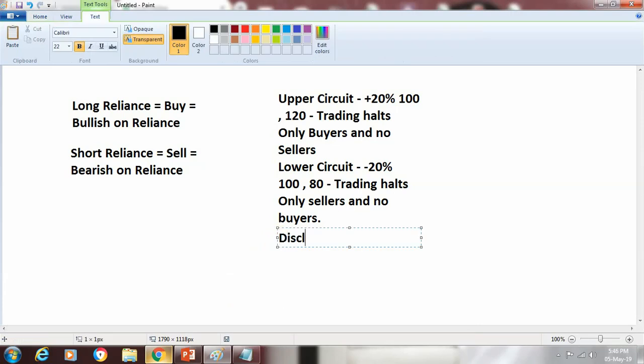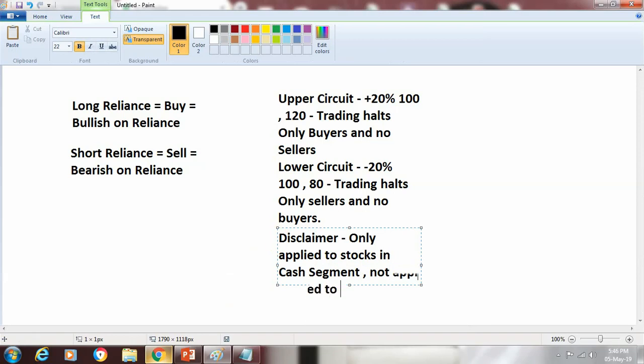So I would like to put a disclaimer on what we just understood on circuit. The disclaimer is that these circuit filters are only applied to stocks in cash segment. They are not applied to derivatives. So the stocks which are traded in derivatives will not have this circuit filter. For example, Reliance, which is being traded in the derivatives market in futures and options, will not have this circuit filter even if you are trading it in cash, right? So it can have a rise and fall of 30 to 40% on a single day. That is possible for the stocks which are traded in the derivatives market.